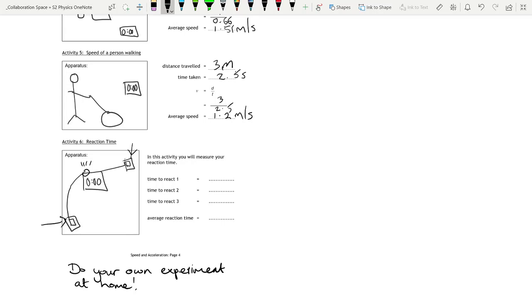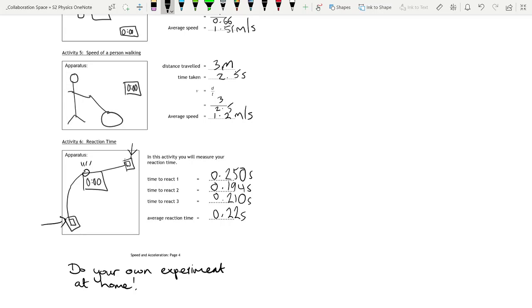So just some demonstration reaction times here. I've got some written down: 0.250 seconds, 0.194 seconds, 0.210 seconds. And to find the average reaction time, to find the average of anything, we add them up and divide them by the amount that there are, so divided by 3. And the average for that is 0.22 seconds.